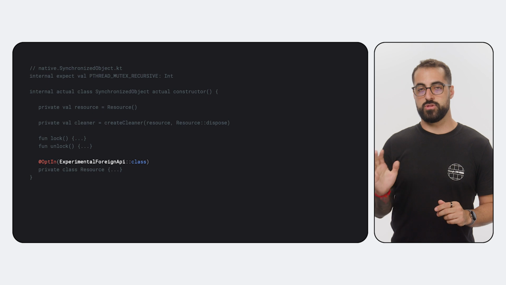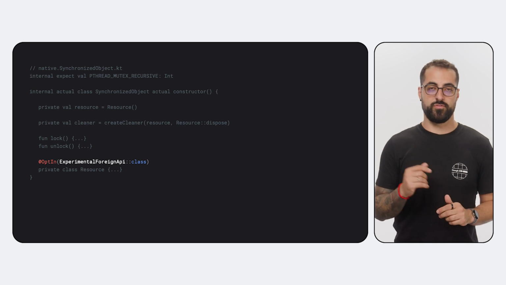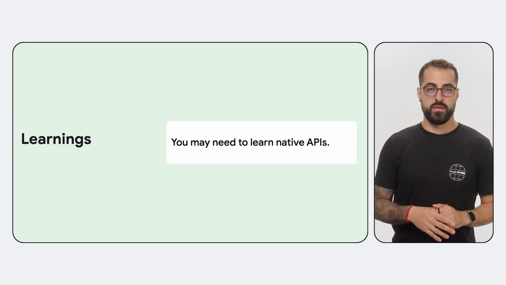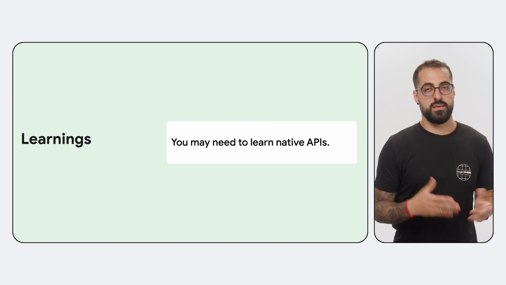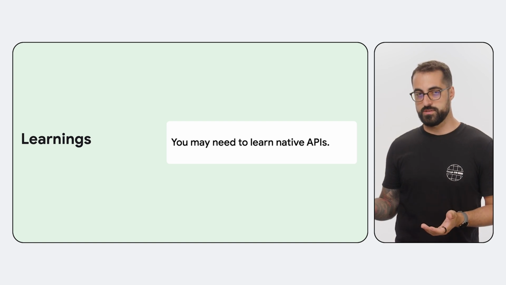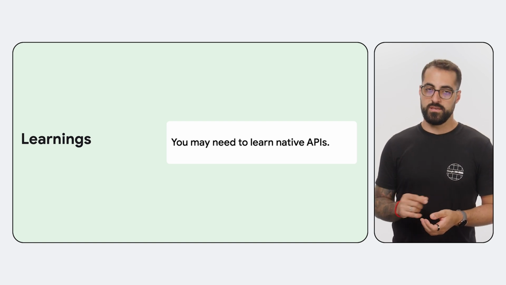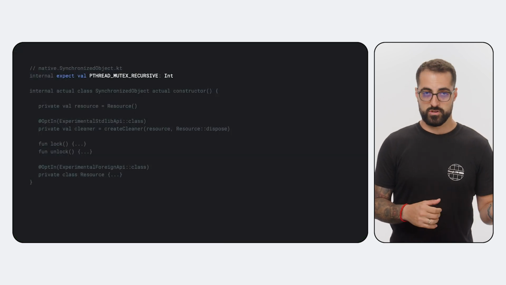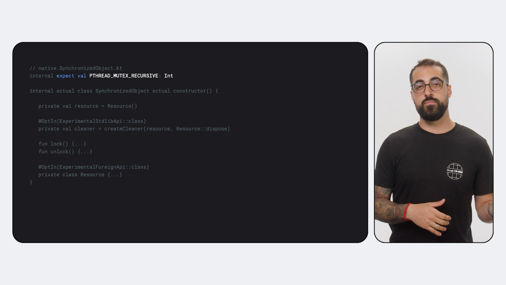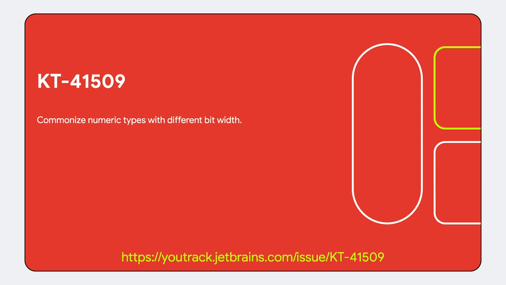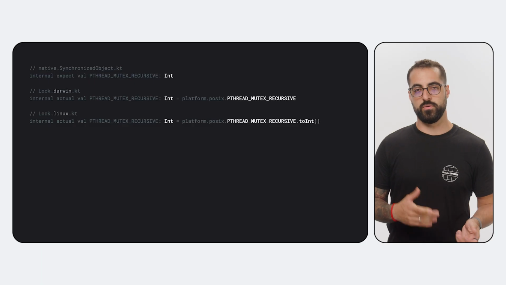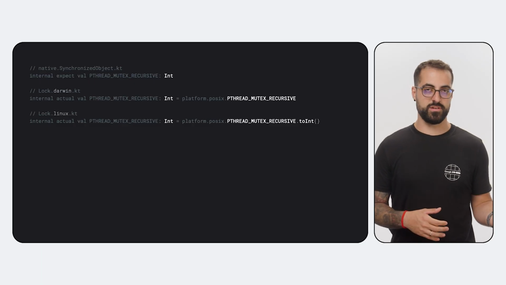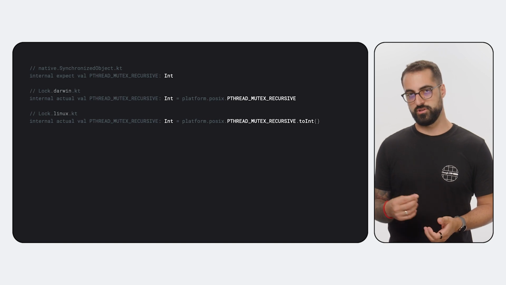To implement a SynchronizedObject, we had to use an experimental foreign API. One of the main advantages of KMP is interoperability with native platforms. But that also means you will need to learn to use some of those native APIs. Also, there is a curious expect val mutex recursive flag. The reason we need that specific mutex recursive flag is that it has different numeric types depending on the platform. For example, Darwin uses a signed integer, Linux uses an unsigned integer.